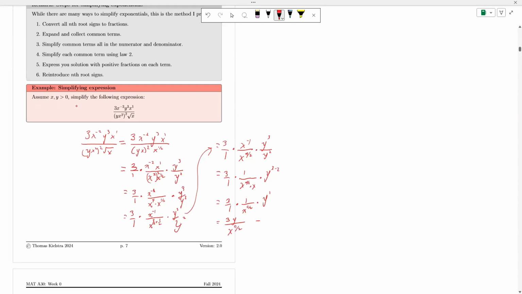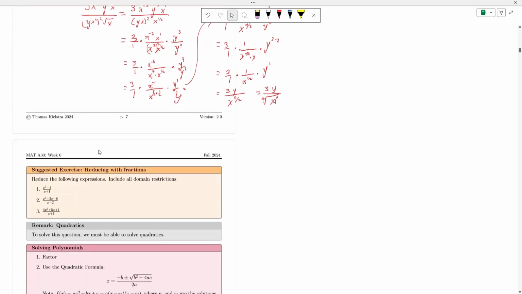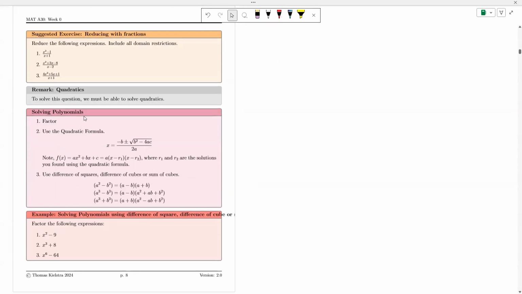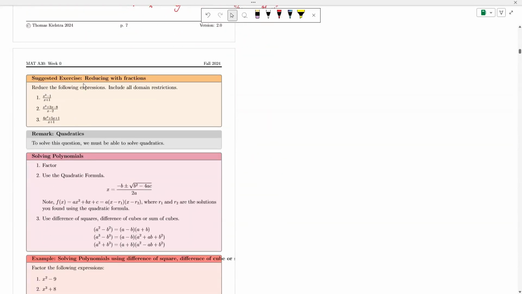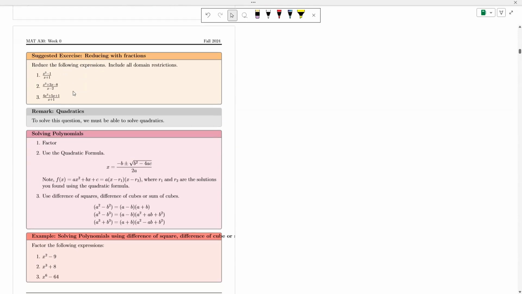My last step is to take this 11 over 2 and rewrite it as 3y over the square root of x to the 11th. And I am completed. As a suggested exercise, I highly encourage you to work through the following reductions. And in order to reduce these, we have to learn to factor.